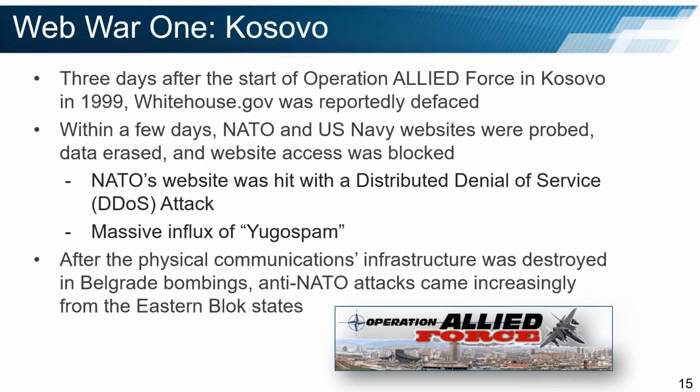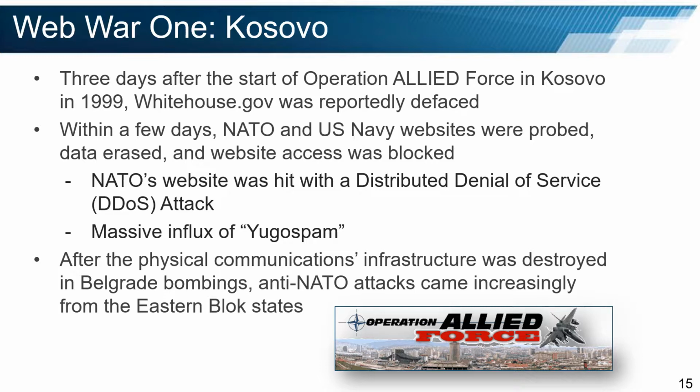Patriotic hackers from Yugoslavia, Russia, and the United States also started taking part in the conflict to support their respective nations. Within a few days of the start of the air campaign, NATO and US Navy websites were probed, data erased, and website access was blocked through distributed denial of service attacks. Websites of the FBI and US Senate were inaccessible for more than a week. Hackers completely deleted content from the websites of the US Senate.